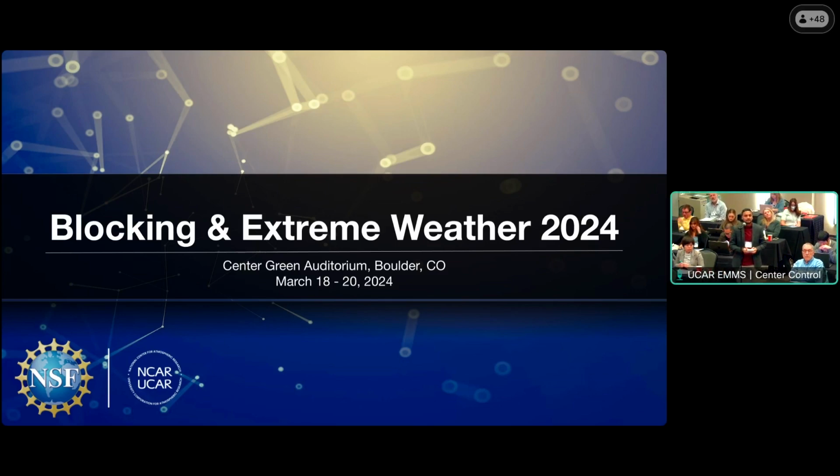So I mean the spread in the performance for blocking, say, across the CMIP 5 or the CMIP 6 ensemble, or even the HighResMIP models. So just different models do differently well for blocking.